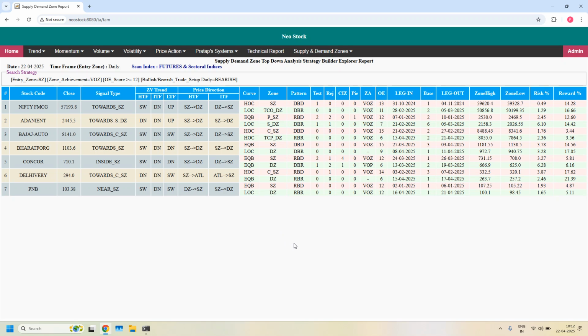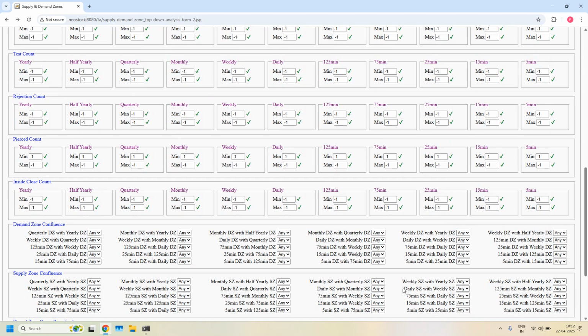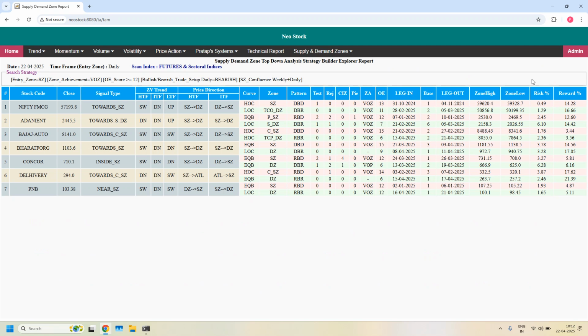Out of these 7 daily supply zones, how many supply zones are having more high probability to get success? That we will filter based on the zone confluence. First filter LTF and ITF supply zone confluence, that is daily and weekly supply zone confluence. I enable the filter. With this filter, out of 7, all 7 stocks are filtered. That means in all the 7 stocks, these daily supply zones are overlapped with weekly supply zone.